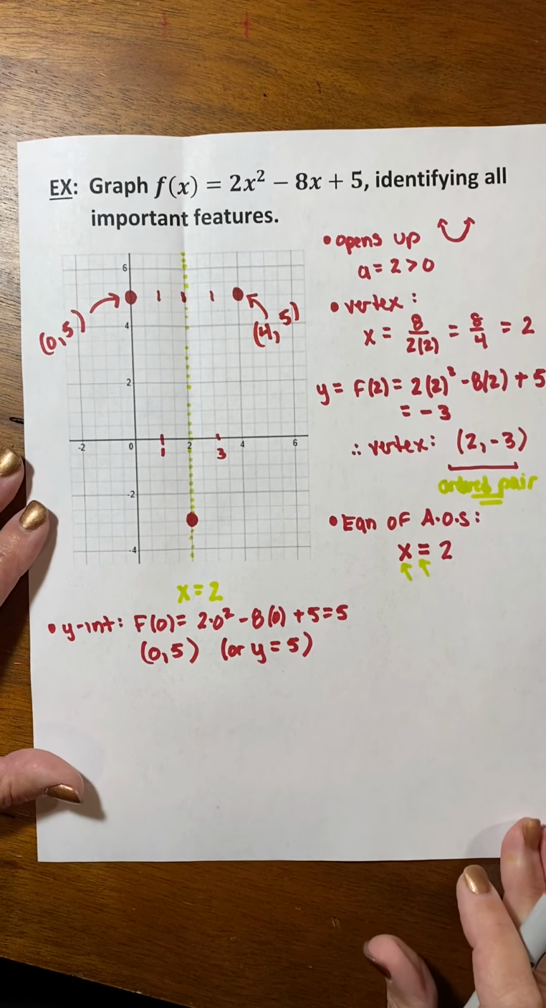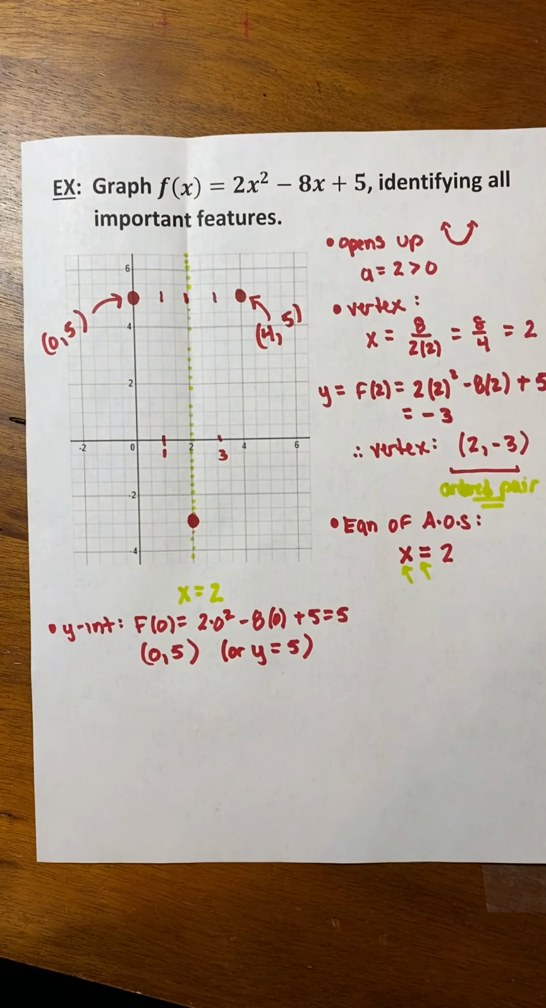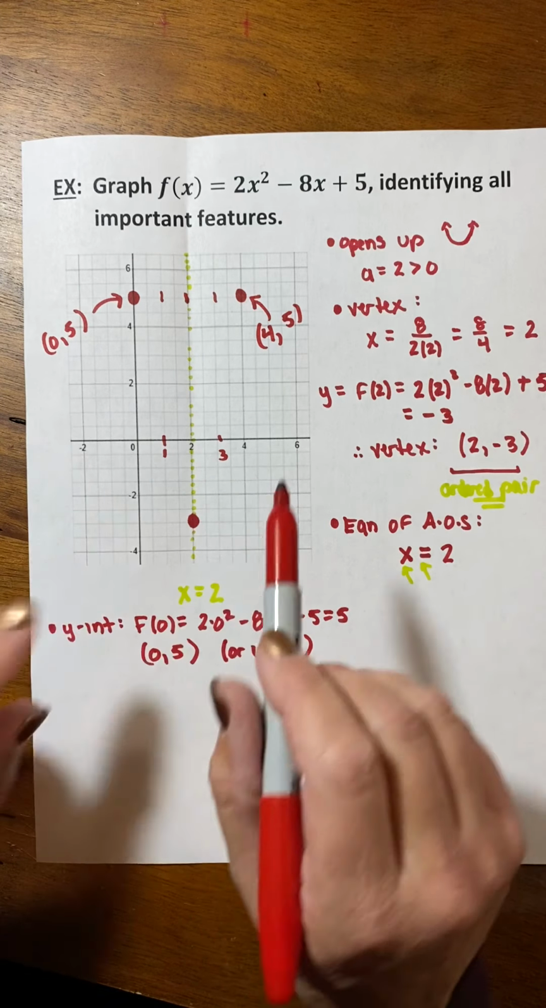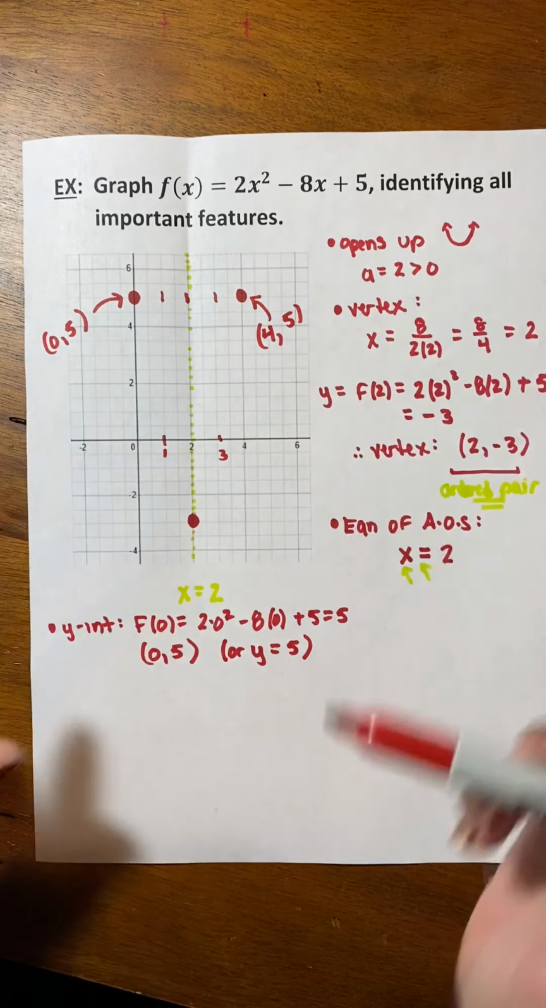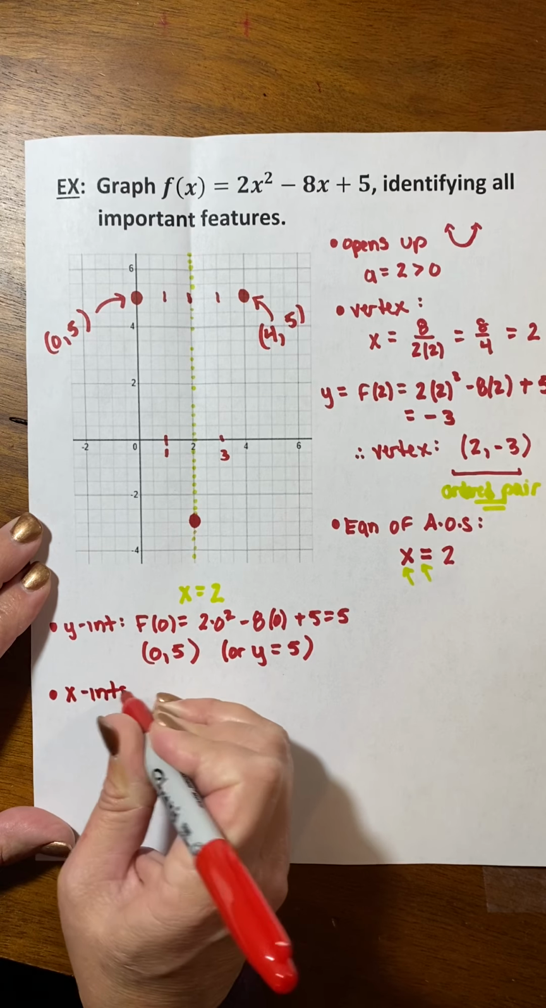So now they're going to say plot. I think if I ask you to plot 5 points, the next logical thing might be to find, we know this is going to cross the x-axis because here's my vertex and it opens up. So it has to cross the x-axis. So let's find my x-intercepts.